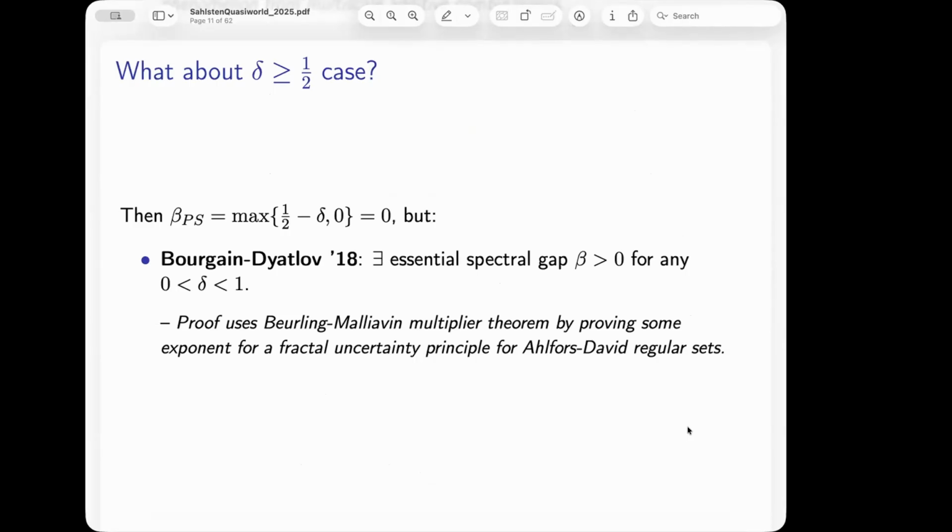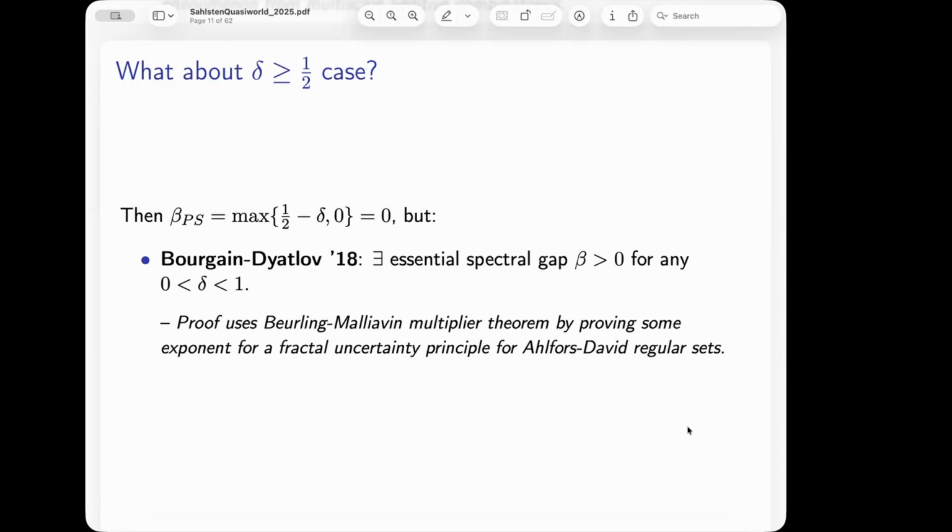Well, in a sense, now the Cantor set you study is quite big. So maybe you could try to compare it to the Lebesgue measure or something, since it's quite smooth. Can you do something of this type? Actually, this was very difficult to do. In the paper of Bourgain and Dyatlov, in another paper that they had, they proved that there exists an essential spectral gap for every range.